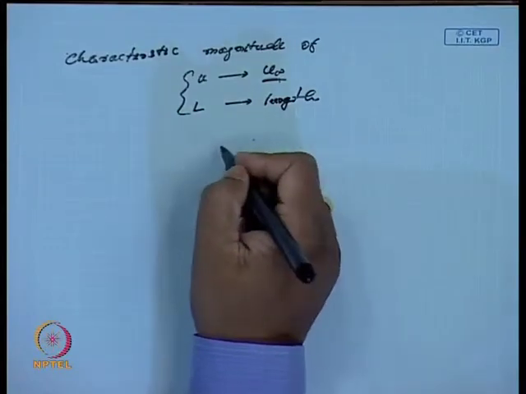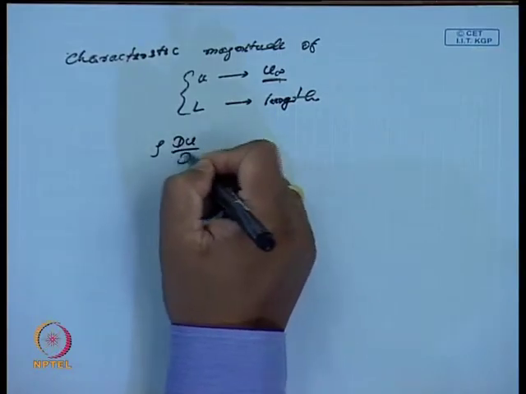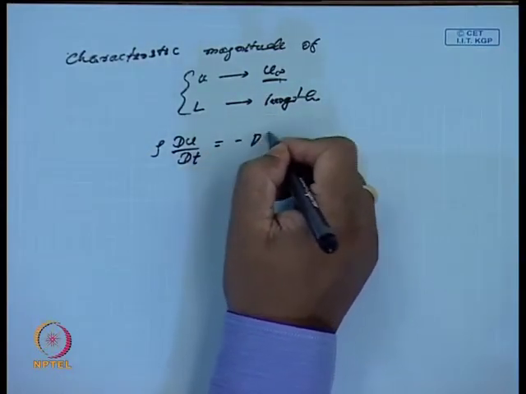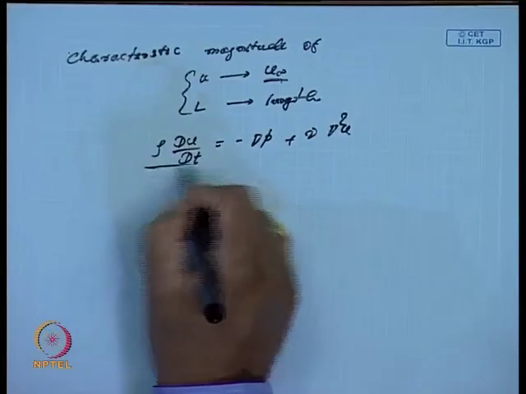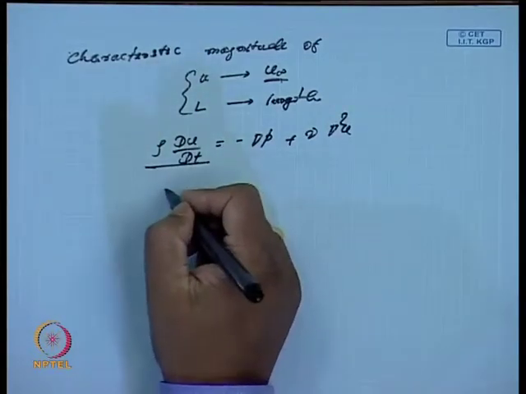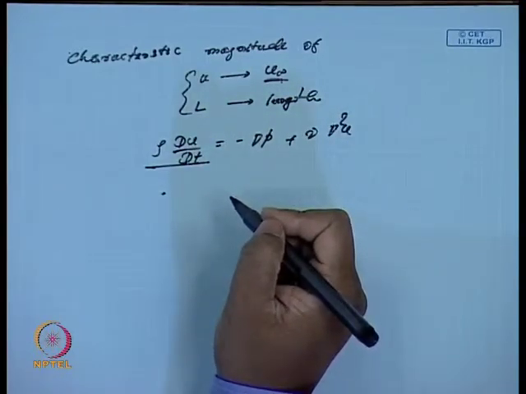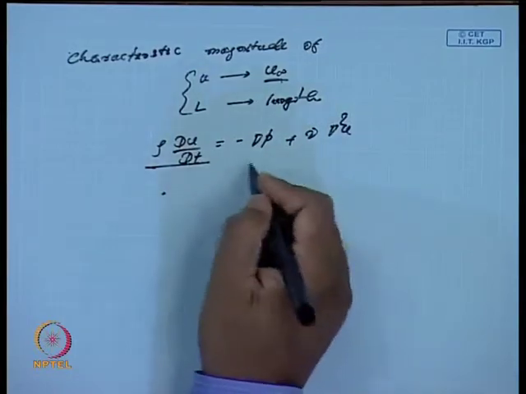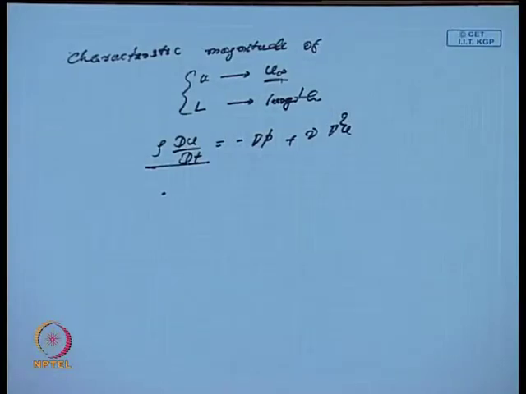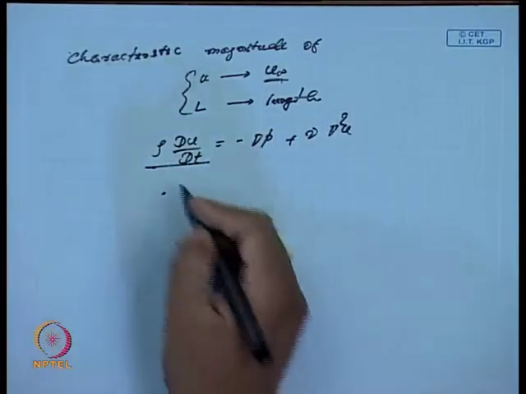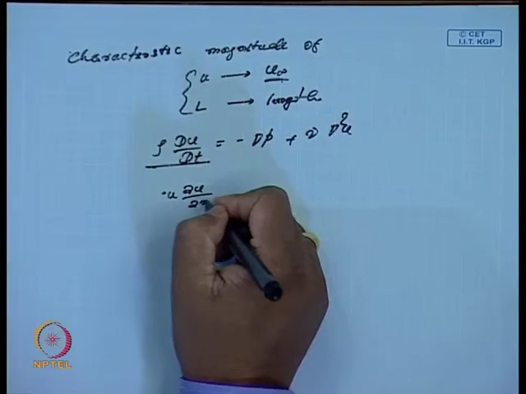And then if you look at the equation of motion, we have rho Du by Dt equal to minus grad p plus mu del square u. If I look at it component-wise, there is a convective term here. Before going to the convective term, I will just look at one thing. One of the convective terms is u del u by del x, the convective inertia term. What will happen?